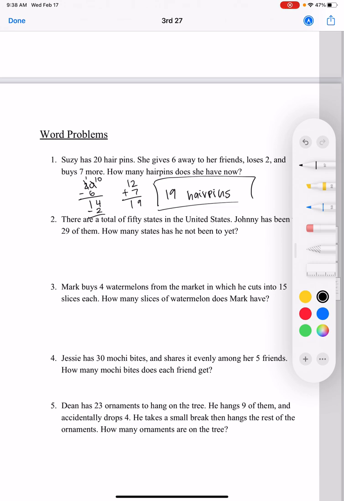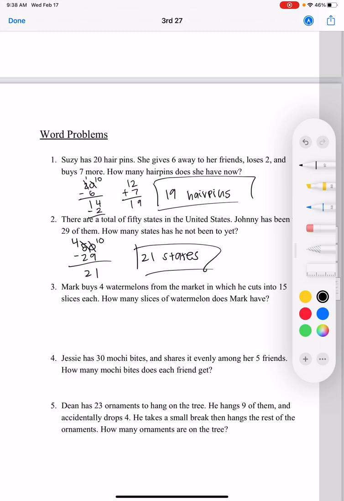Okay, number 2, there are a total of 50 states in the United States. Johnny has been to 29 of them. How many states has he not been to yet? So there's 50, and he has been to 29. So 50 minus 29, the 0 turns into a 10 by taking a 1 from the 5, and the 5 becomes a 4. So 10 minus 9 is 1, 4 minus 2 is 2. So he hasn't been to 21 states yet.